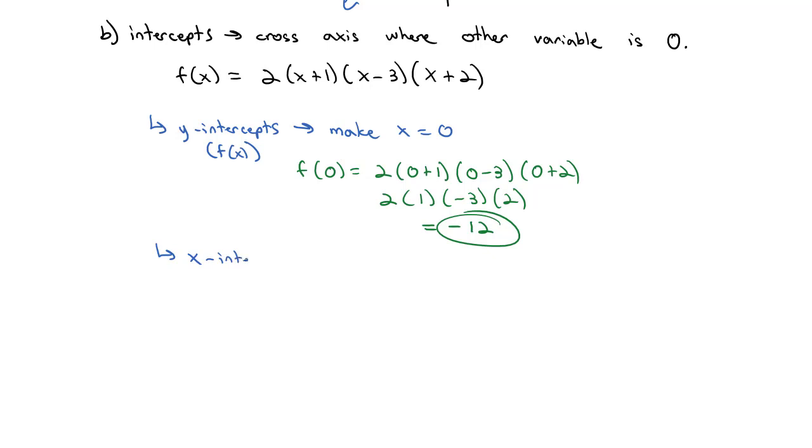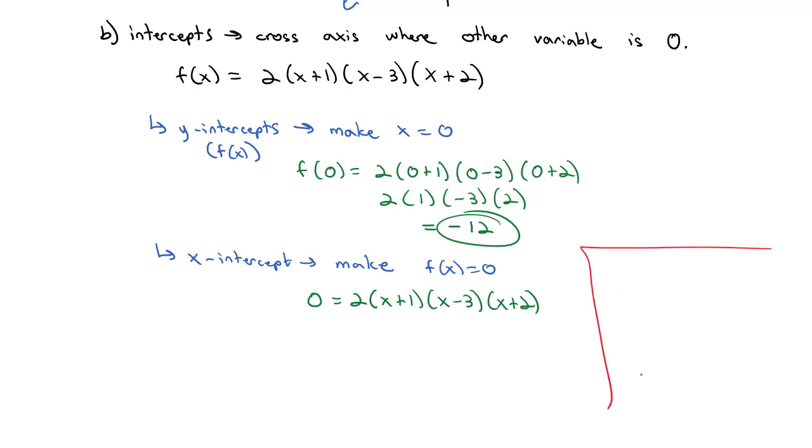We can find the x-intercept as well. That's where we make the other variable 0. We make f(x) equal 0. That's going to give us 0 = 2(x + 1)(x - 3)(x + 2). Now this is really nice for us because it is completely factored. As an aside, if I have two things, or more than two things, that multiply together and equal 0, I know either the first factor equals 0 or the second factor equals 0. Because that's the only way to get 0 as an answer when we're multiplying. One of the parts has to be 0.